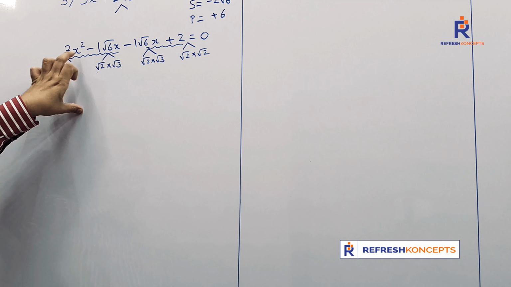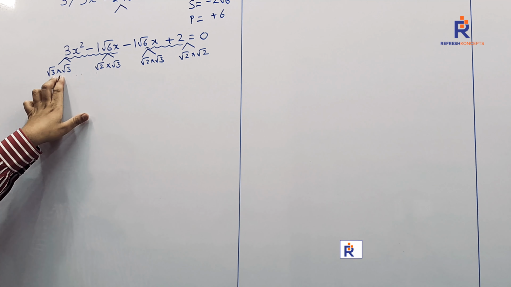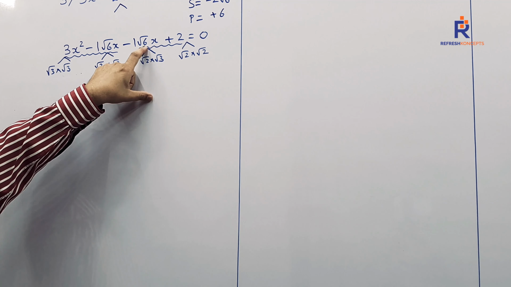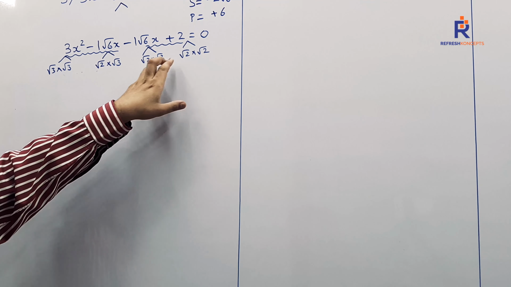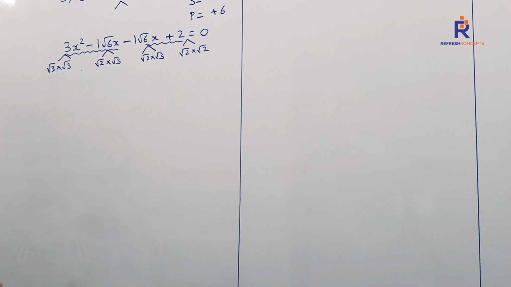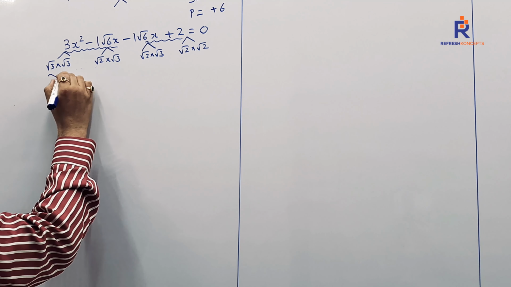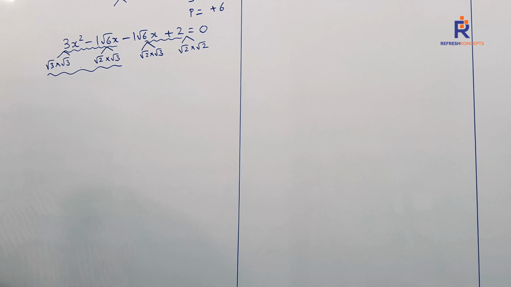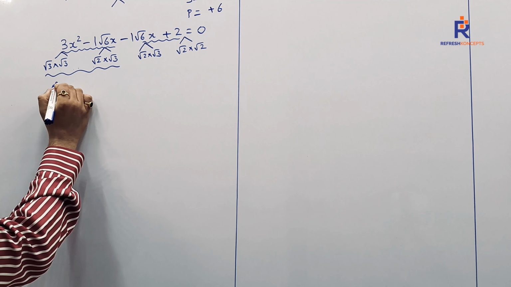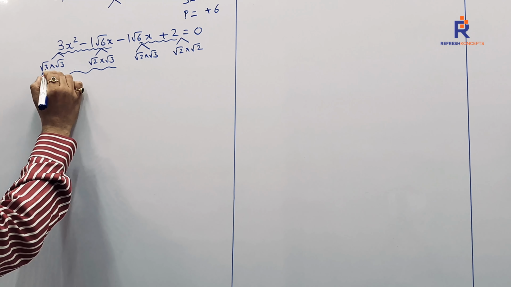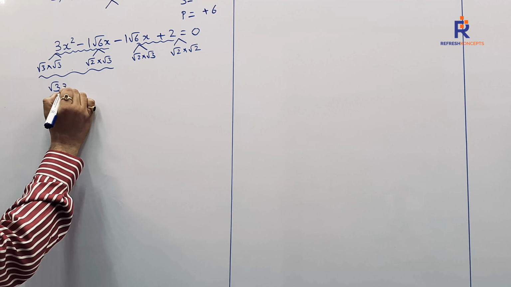You need not keep 3 and root 6 in your mind. What you are supposed to keep is this and this: root 3 into root 2 and root 2 into root 2. Now, children, I want you all to take common. Any guesses from your end, what shall be taken common then? Yes, absolutely. Root 3x will be common.